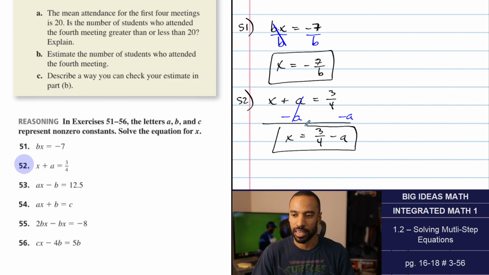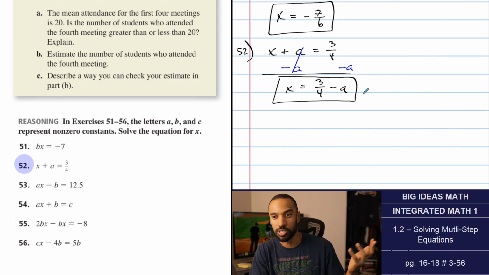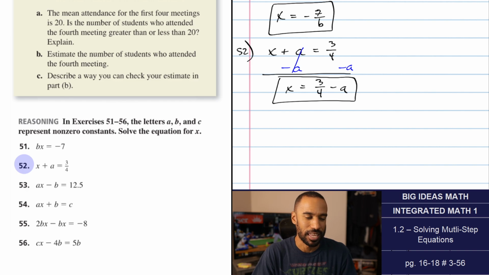They are not like terms, and that's the result. If a was 3/4, the answer is 0. You know what I mean? So it is what it is.